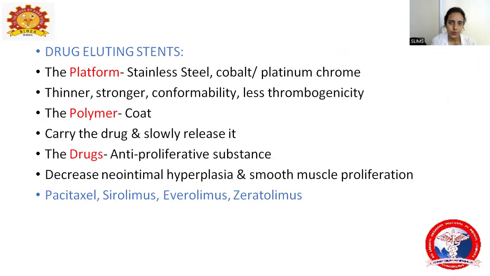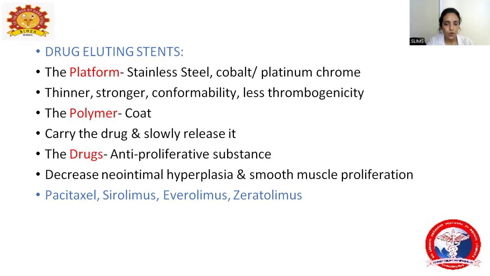Coming to drug-eluting stent, there are 3 parts for this stent: the platform, the polymer, and the drugs. The platform can be made up of stainless steel, cobalt, or platinum chrome. These are thinner, stronger, the conformability is better, and there is less thrombogenicity.